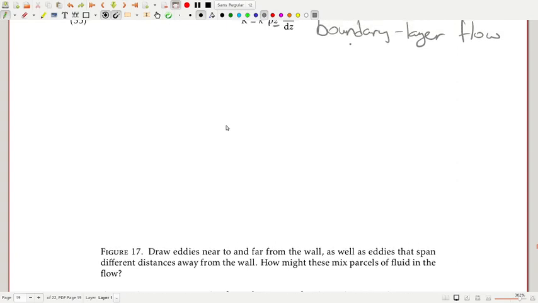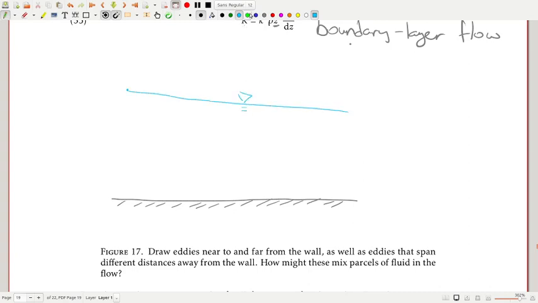So here we are. I just wanted to do another little drawing. It's basically the same thing I drew over there on the margin, but let's make it a little bit bigger, where we have the bed of the channel down here, and then we have the free water surface at the top. Within here, we might have some eddies at the bottom of the flow, some eddies at the top of the flow, and some really large eddies going all the way from the bottom to the top.